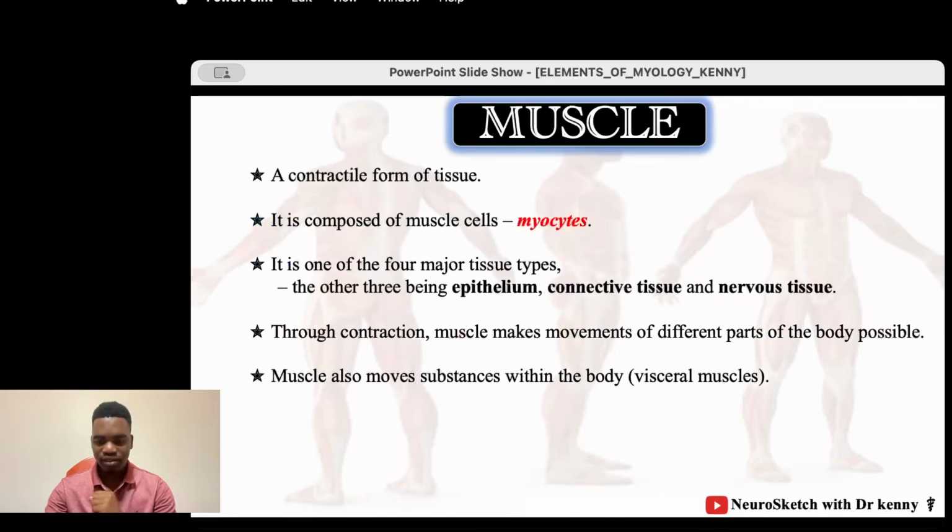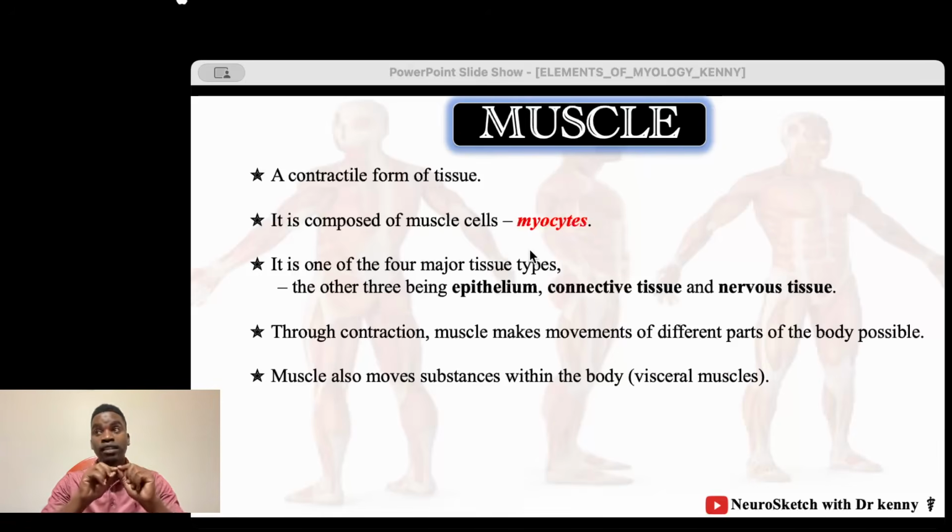But what is a muscle? A muscle is a contractile tissue. Remember, we have four basic tissues. One of them is muscle, and the others are epithelium, connective tissue, and nervous tissue. The muscle, being a tissue, is made up of a number of cells, and the cells that make up muscular tissue are known as myocytes. Remember, myo means muscle, and cytes means cell. So a myocyte is the muscle cell.